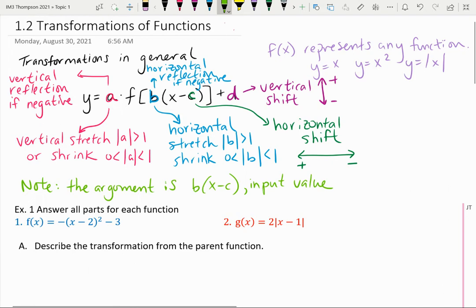I'm going to use this term, the argument, a lot. It's basically how I'm shifting x horizontally, right? So the argument is the input value right here. Whatever this is going to be my argument. Again, the more I use it, the more you'll get used to it.